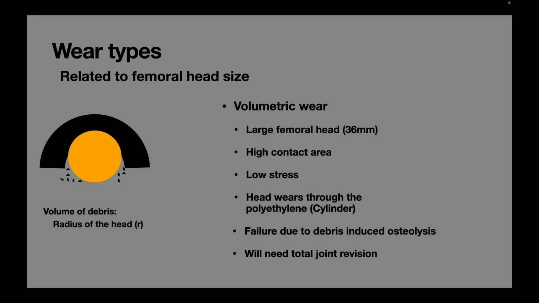If R is the radius of the head and H is the wear thickness, then the volume of debris is given by the volume of the cylinder, V equals pi R squared H.